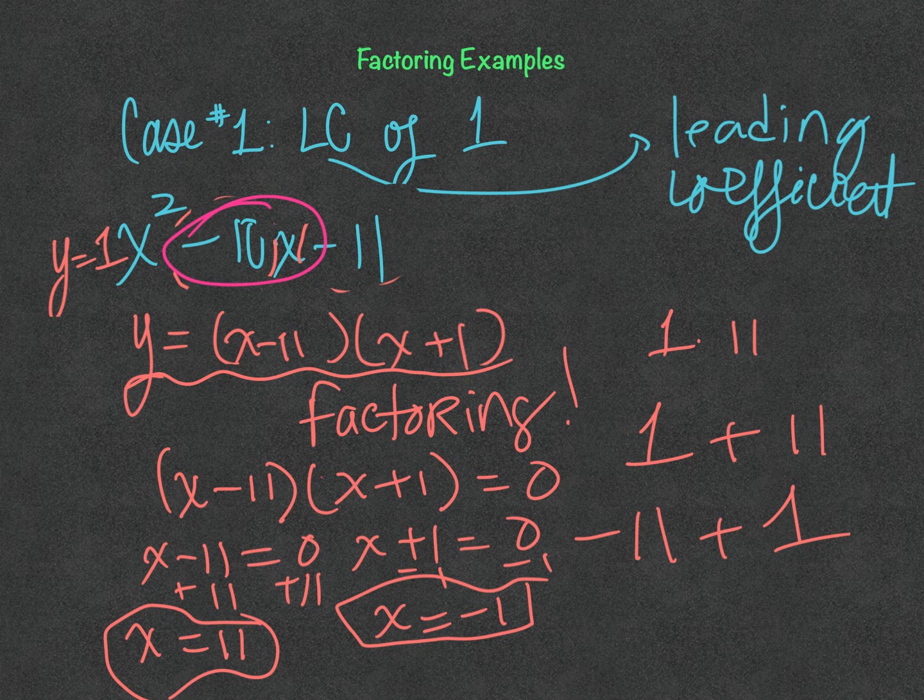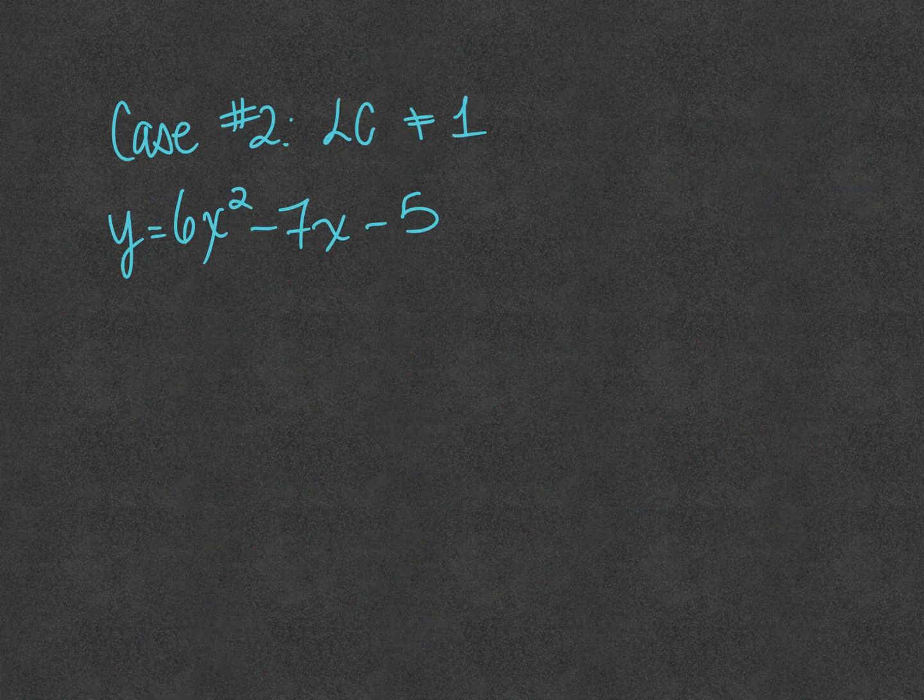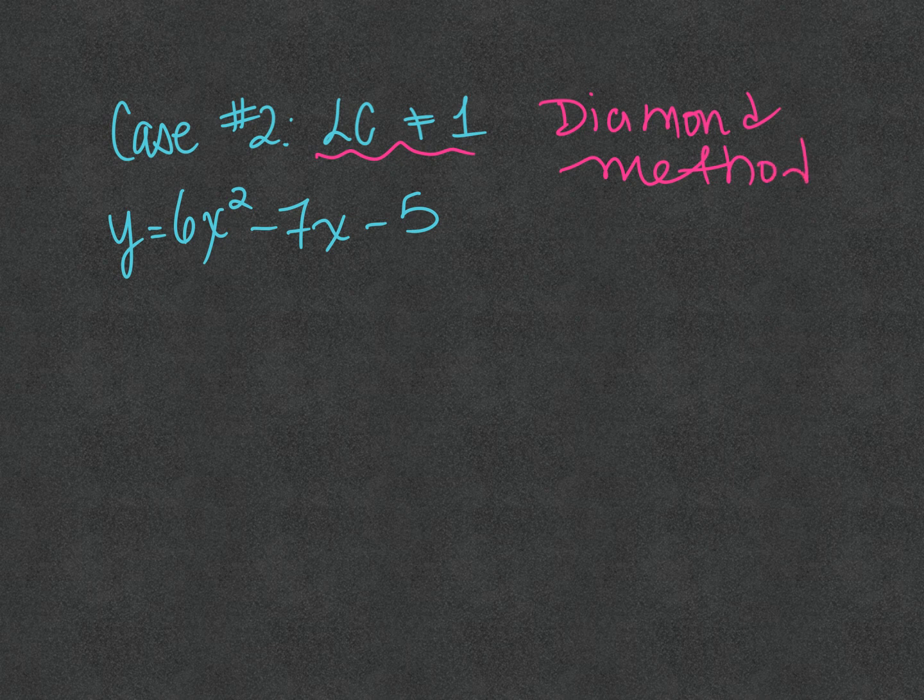So the next case is probably the hardest one, when you have a leading coefficient that is not 1. In this case, we're going to use what I call the diamond method. There are other ways to do that, but that's the one I find the easiest to use. So first of all, you make your two parentheses, your x.